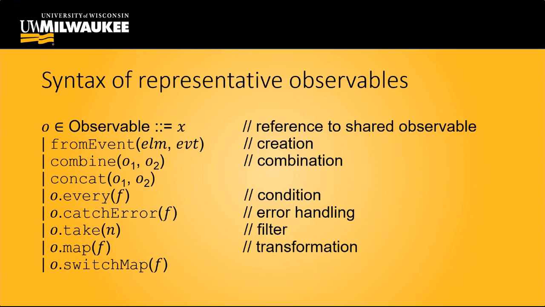Every emits true if all events from the source observables satisfy the predicate function f. CatchError handles errors. Take observable returns the first n elements of the source. Map observable transforms the event value using a function f. SwitchMap maps the event value of the source observable to the function f and then joins the resulting sequence of observables.